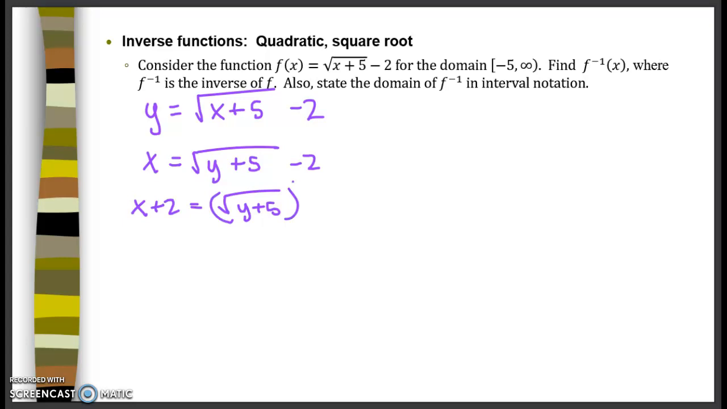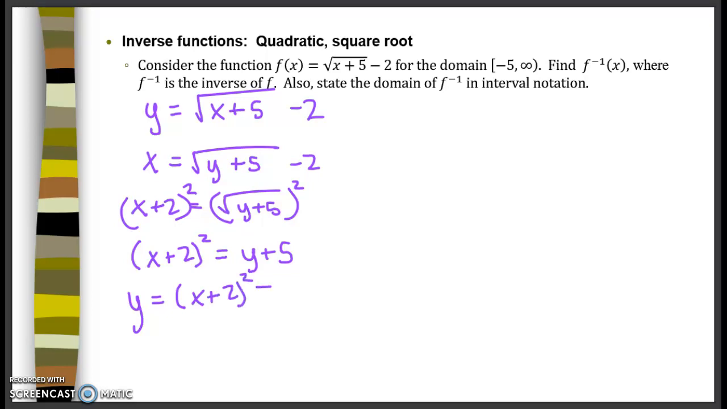Now how do we solve this? Well, we have to square both sides to get rid of that square root. So I get x plus 2 squared equals y plus 5. Subtract 5 from both sides and I get y equals x plus 2 squared minus 5. So what is my function f inverse? Well, it equals x plus 2 squared minus 5.